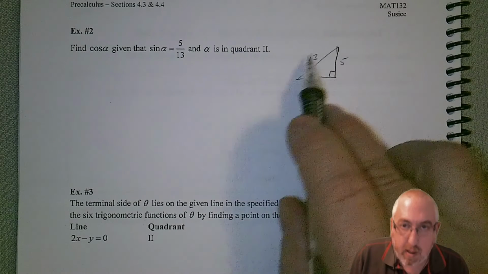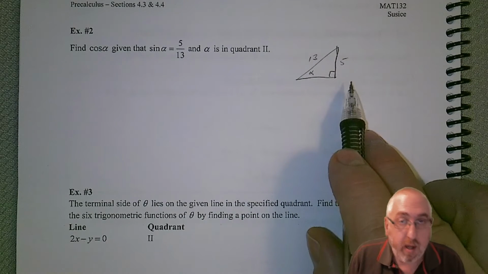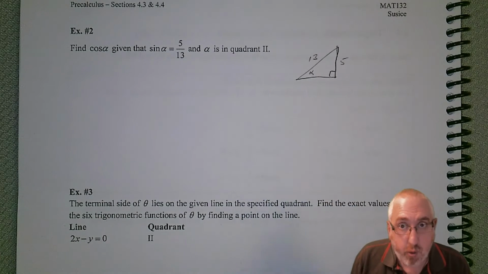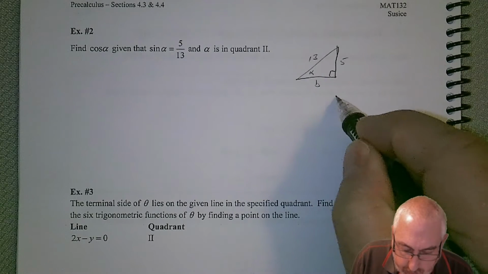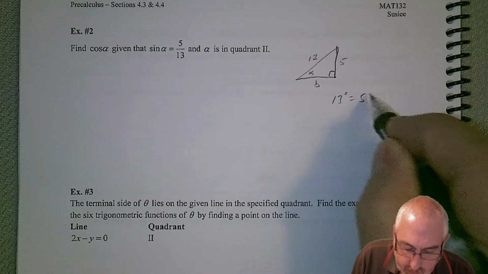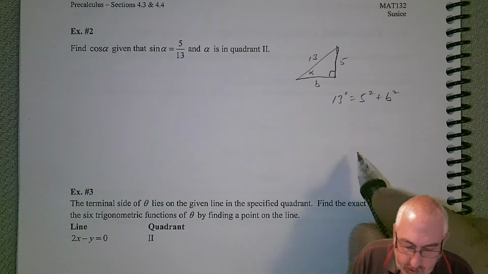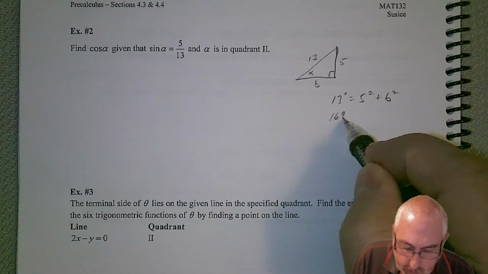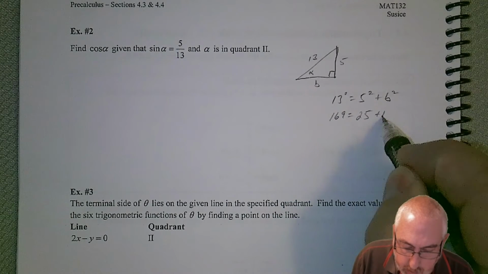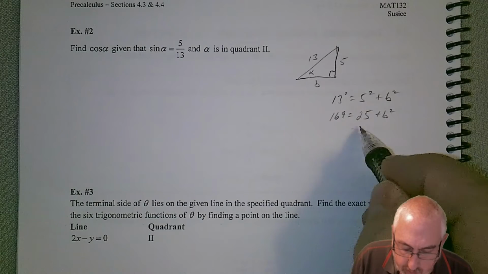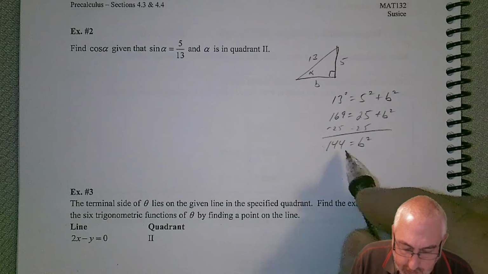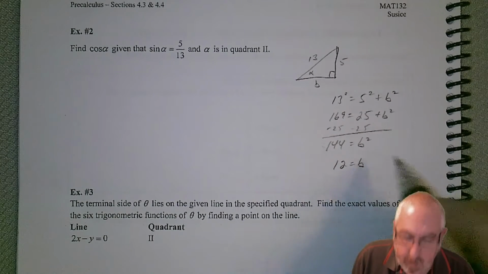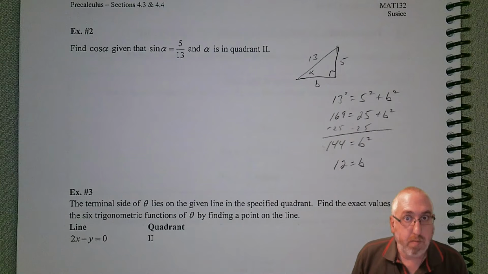Now if we analyze this, we know hopefully that this is a Pythagorean triple, 5, 12, 13. But if you're not sure, you can always find this remaining side. So we know that 13 squared equals 5 squared plus b squared, and we can quickly do the math on this one. If we subtract 25 from both sides, we get 144, and so that does tell us that our third side is 12.